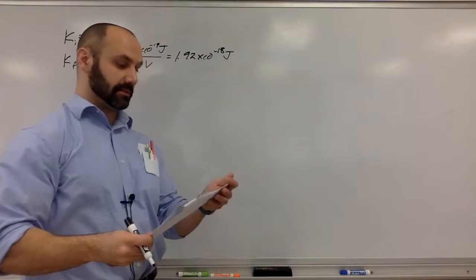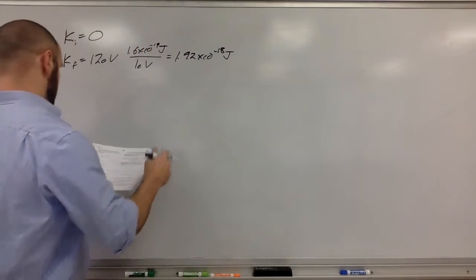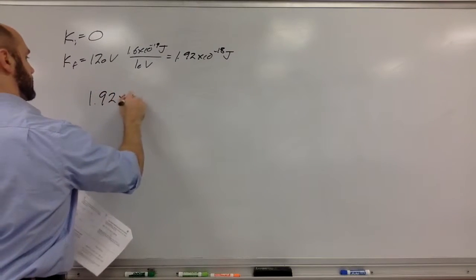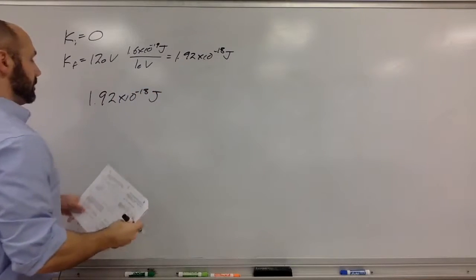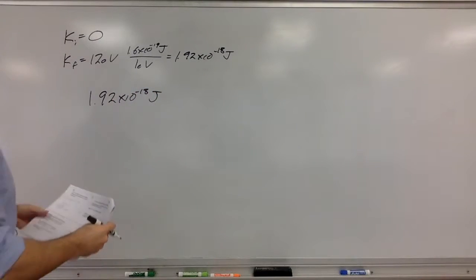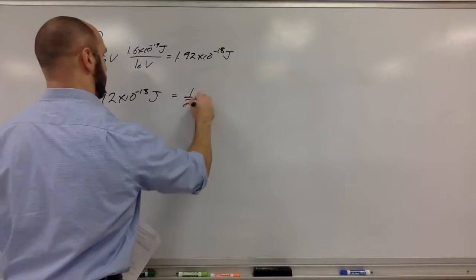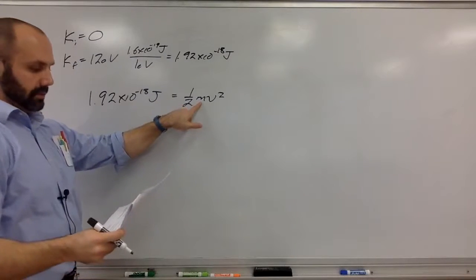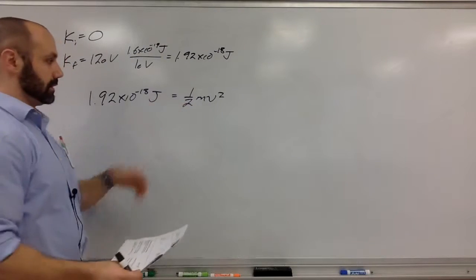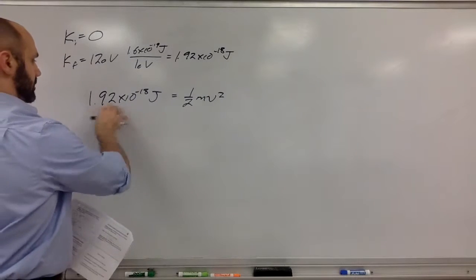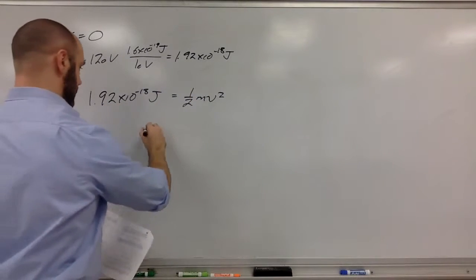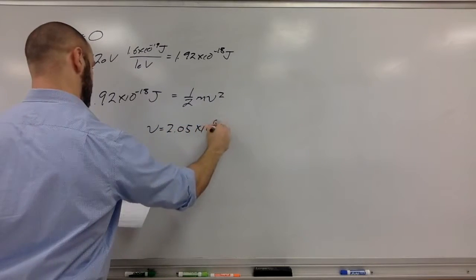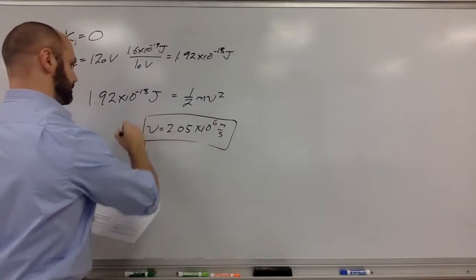So what's the final speed? What I do is I set 1.92 times 10 to the negative 18th joules, which is how much the kinetic energy has changed, started with 0, equal to 1/2 mv squared. m is the mass of an electron, 9.11 times 10 to the negative 31st kilograms. So I take this, multiply by 2, divide by the mass, take the square root, and you should end up with v equals 2.05 times 10 to the 6th meters per second.